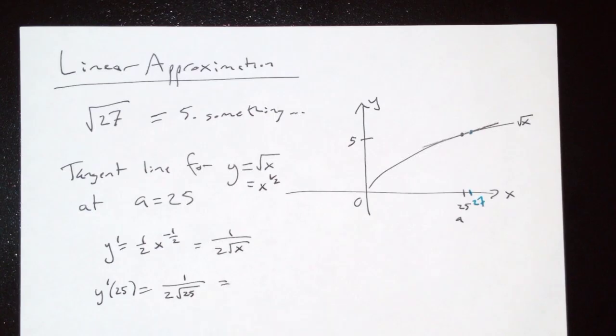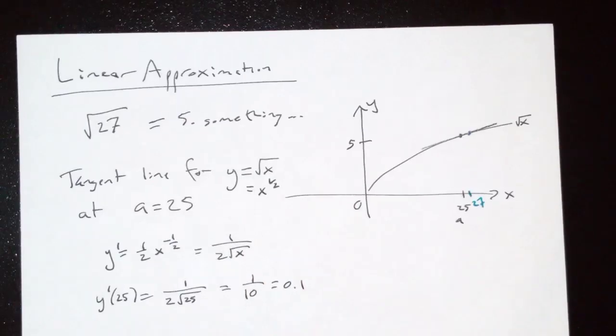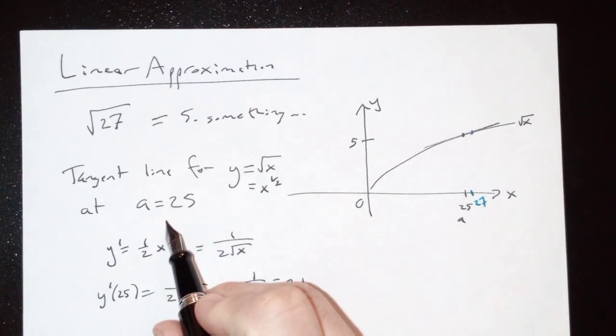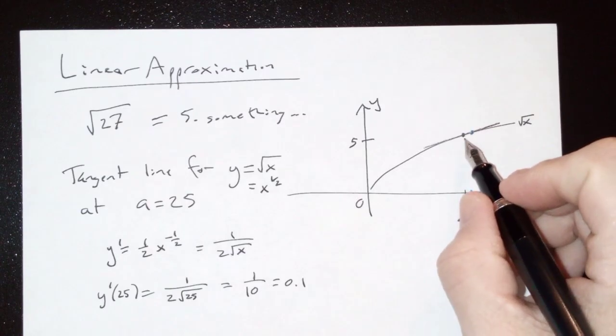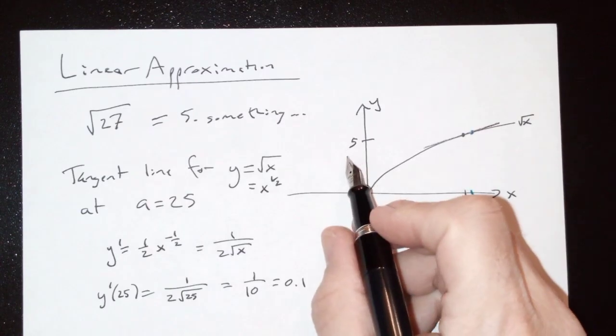Square root of 25 is 5. So that is 1/10 or 0.1. I'm almost there. What is the actual equation for the line? That's my slope. What else do I need? The point. But the point in question has x equal to 25. That's this dot right here. And we know the y value that goes with that.